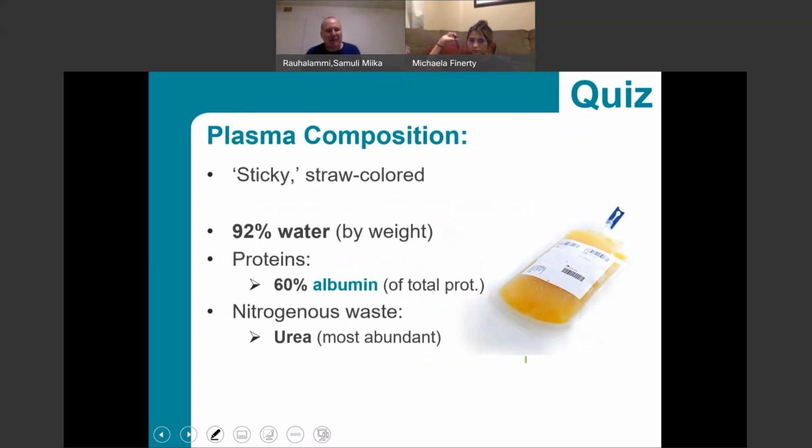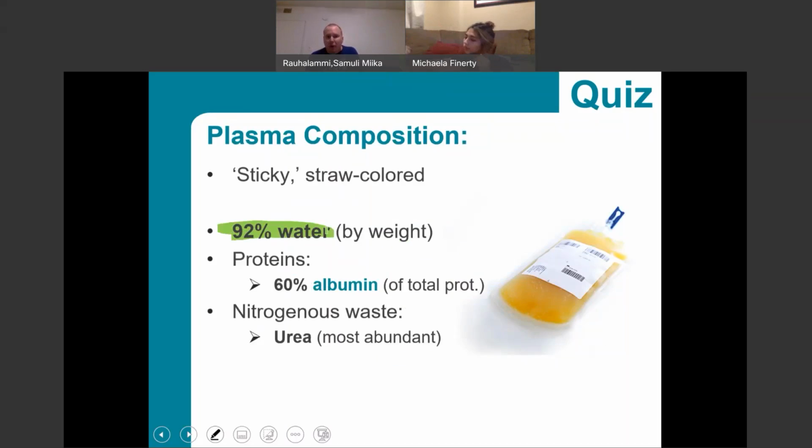Then I wanted to talk a little bit about plasma. We talked how it's a sticky straw-colored substance. The quiz does ask you how much of plasma is made of water, and I think I said 90%, it can be 92%, around 90% by weight of the plasma is water.